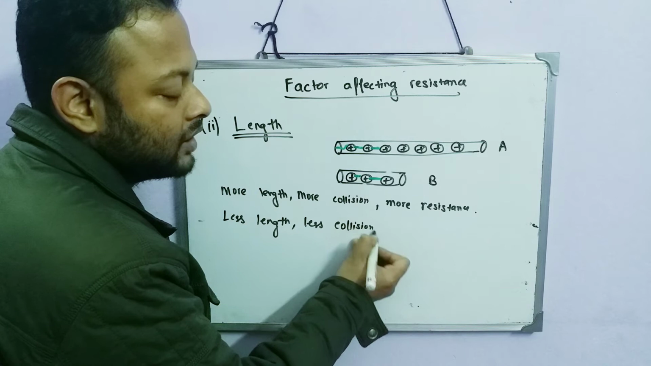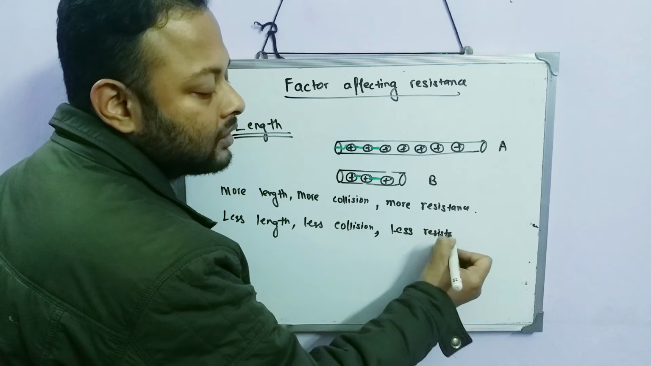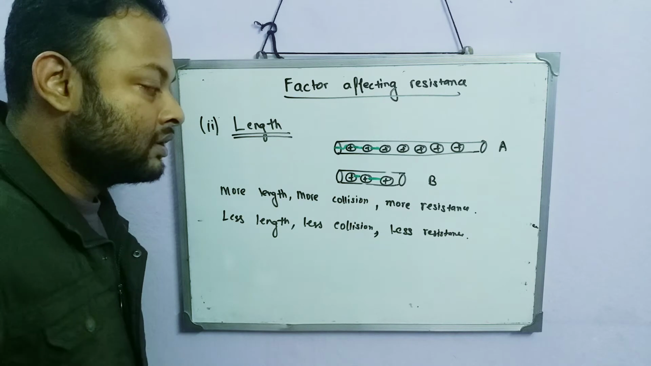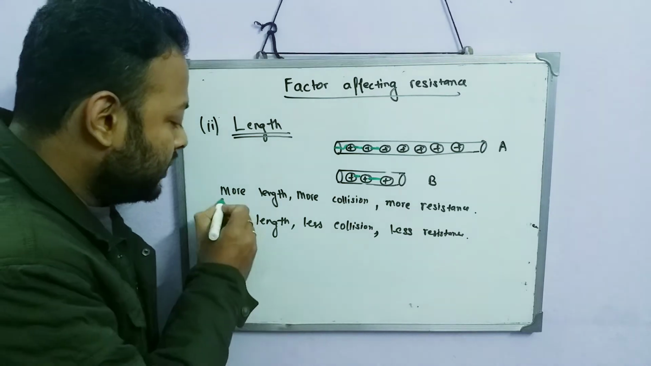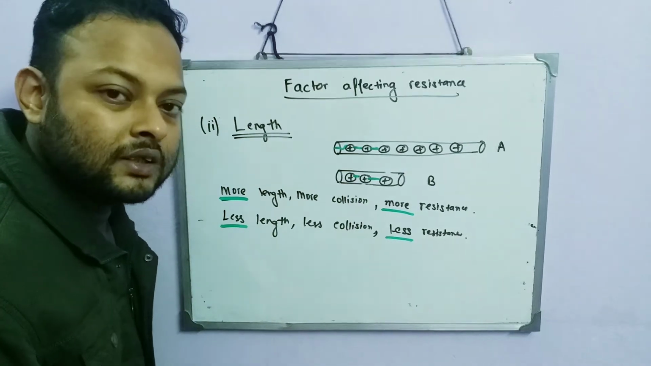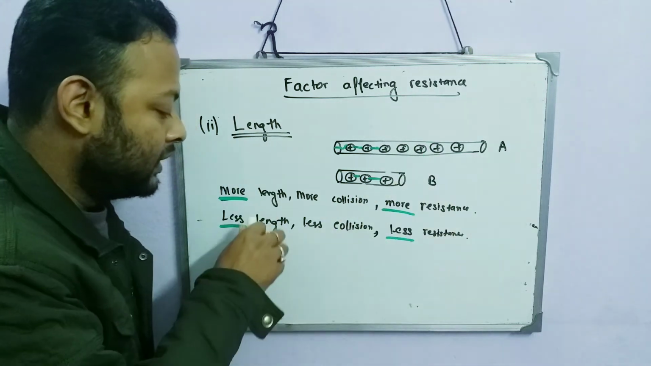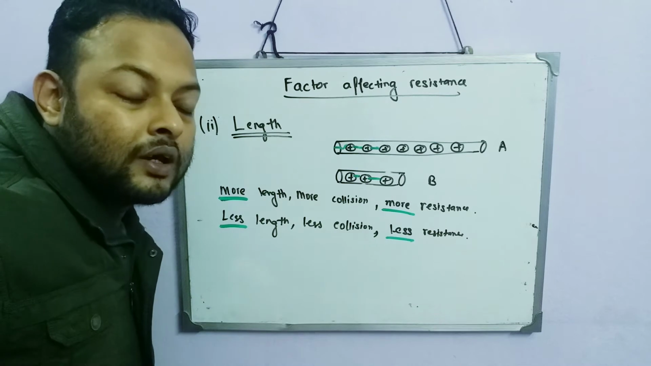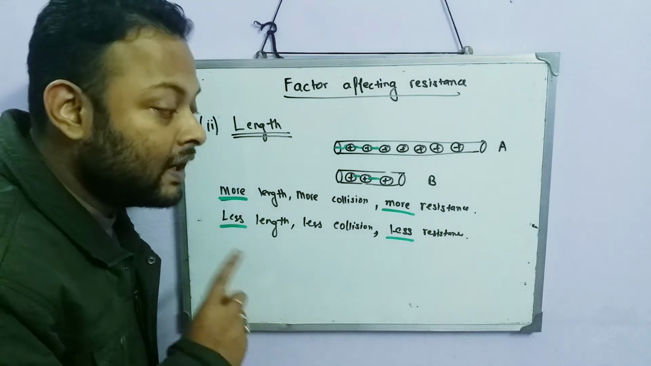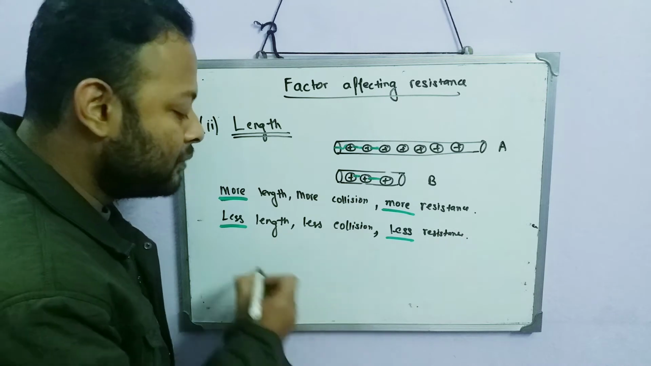Less collision. And if there is less collision, you can say less resistance. So over here you just need to see one thing. If there is more length, more resistance. If there is less length, less resistance. Means if length becomes more, resistance becomes more. Length becomes less, resistance becomes less. So from here you can say length and resistance are directly proportional to each other.